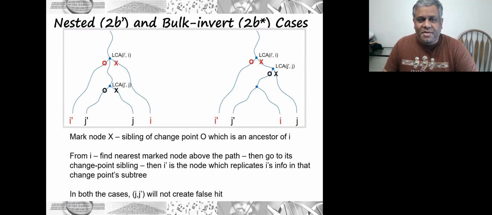There are several cases in the proof, and when I want to find I prime given I, there could be another pair J and J prime which may interfere. However, there are ways to avoid that interference, and for more details, please read the paper.